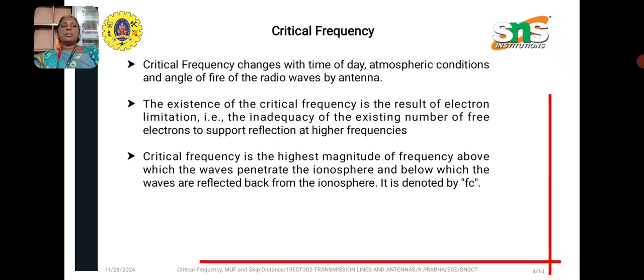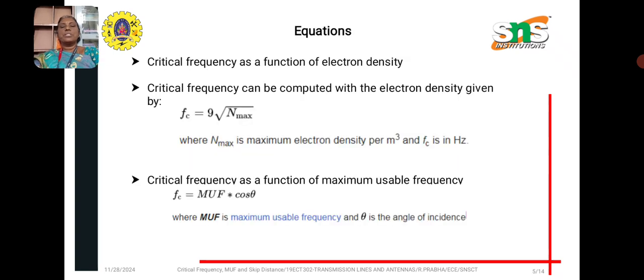The existence of the critical frequency is a result of electron limitation, that is, the inadequacy of the existing number of free electrons to support reflection at higher frequencies. Critical frequency is the highest magnitude of frequency above which the waves penetrate the ionosphere and below which the waves are reflected back from the ionosphere, and it is denoted by Fc.